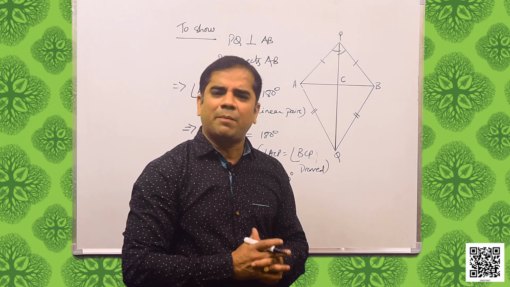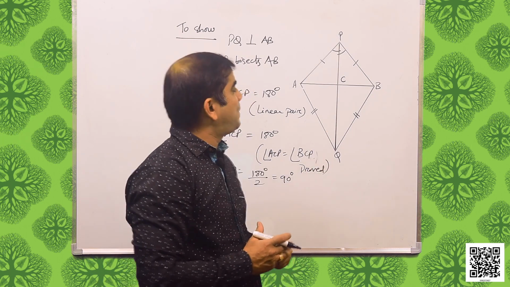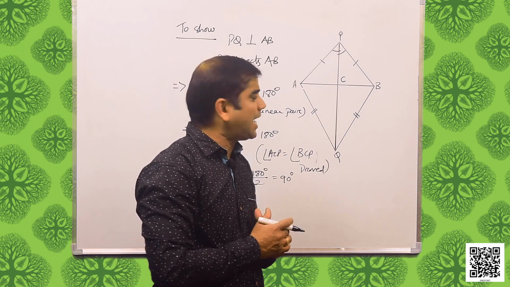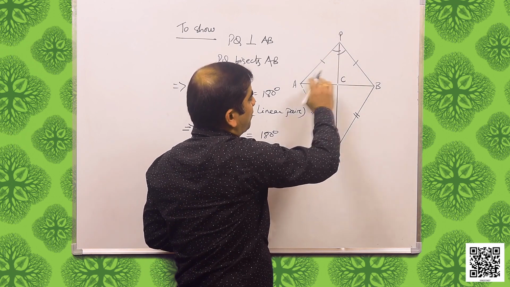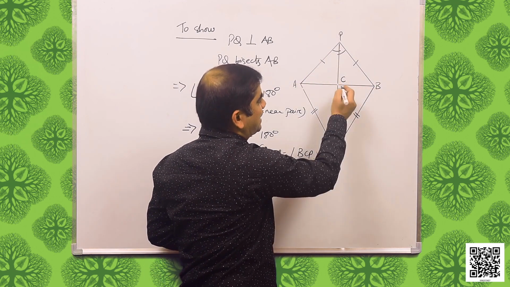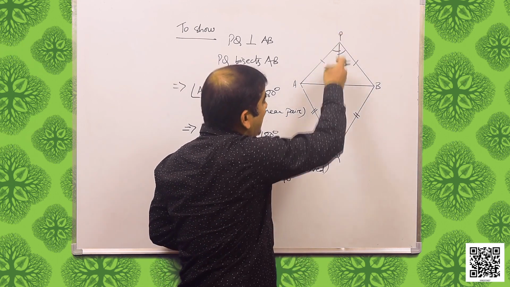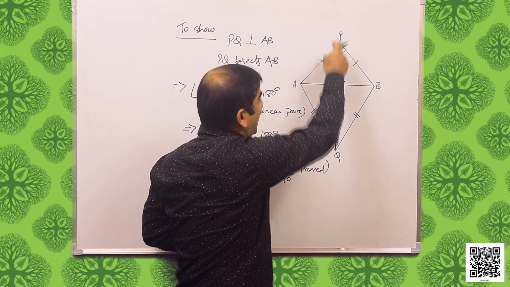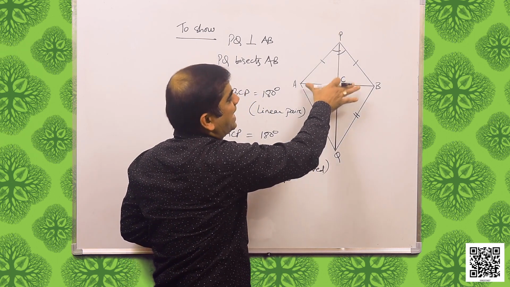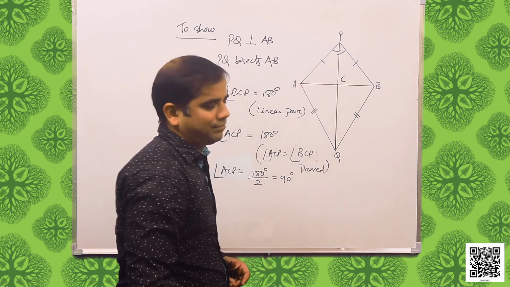What is a perpendicular bisector? A perpendicular bisector is a line perpendicular to another line which bisects the other line. That means in this case PC is perpendicular to AB. AC is equal to BC, that means C is the midpoint of AB. And when we extend PC, it reaches Q. That means PQ is a line segment which is bisecting AB perpendicularly at point C.